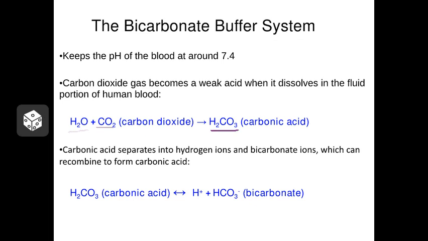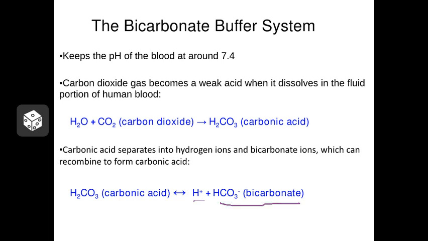Now, carbonic acid can be useful as a buffer in the body because it can break down into an acid component and a basic component known as bicarbonate. Now, why is that useful? Well, let's say that the pH of your blood starts to go down. You start to build up a little too much hydrogen. The bicarbonate portion of this system will take up that hydrogen and bring the pH back up.